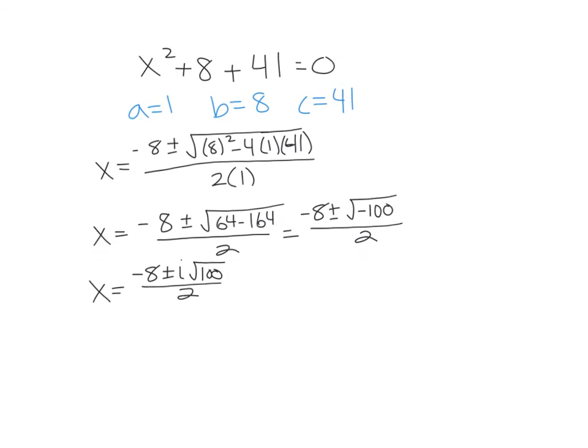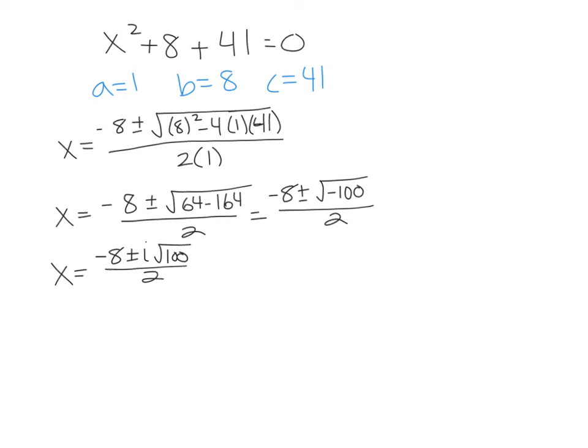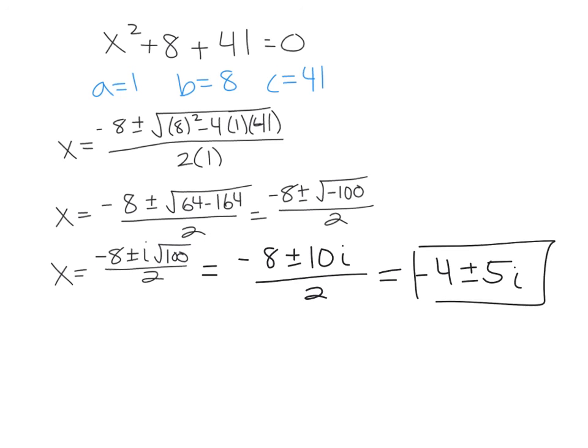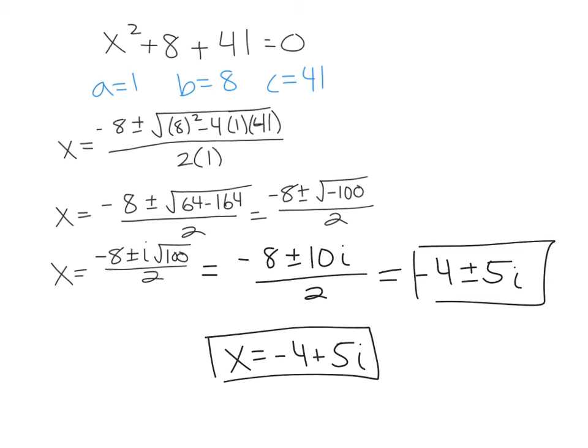We do have the ability to take the square root of 100, and that comes out to a nice even number, 10. So you have plus or minus 10i, all divided by 2. We can simplify that because 8 is divisible by 2 and 10 is divisible by 2, and most people like you to simplify that when appropriate. Negative 8 divided by 2 is negative 4, and 10 divided by 2 is 5. This represents your solution: x equals negative 4 plus 5i, and x equals negative 4 minus 5i.